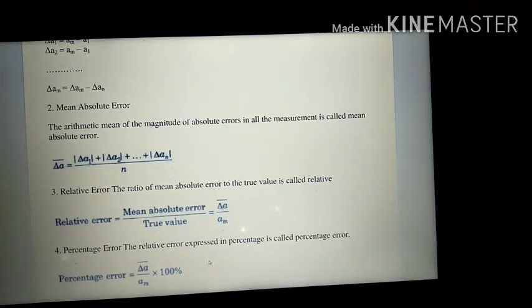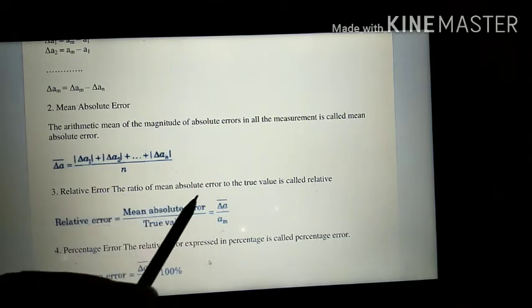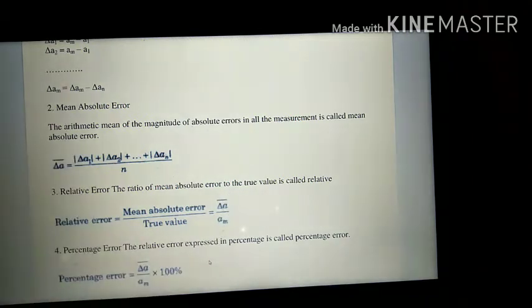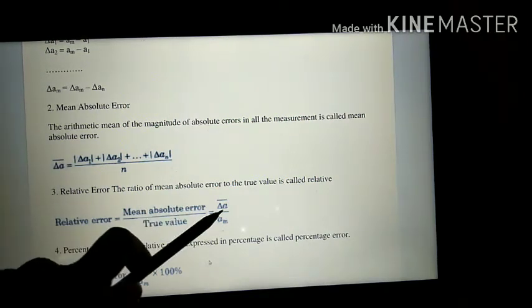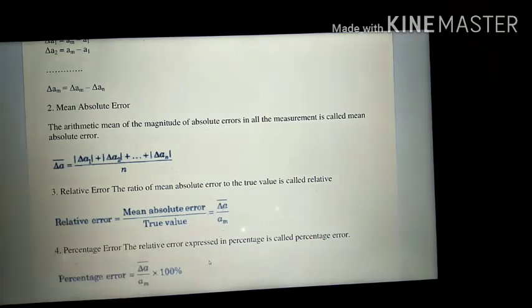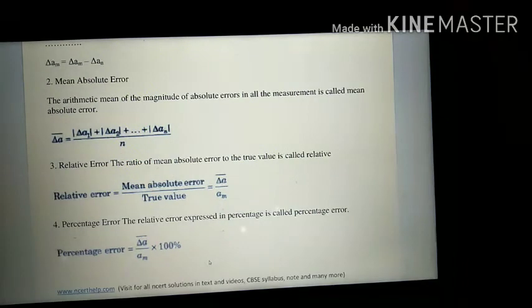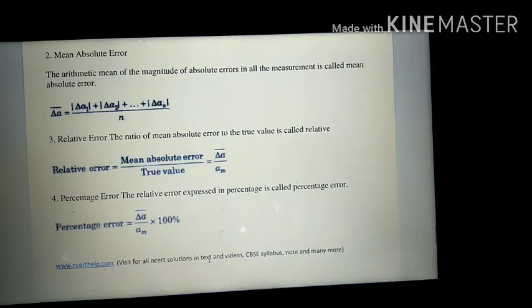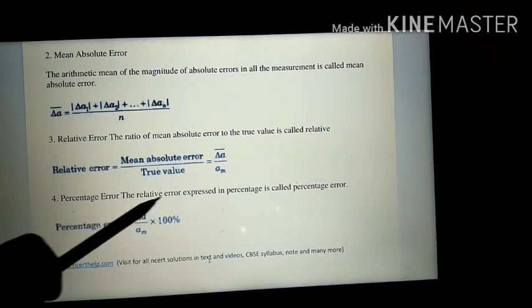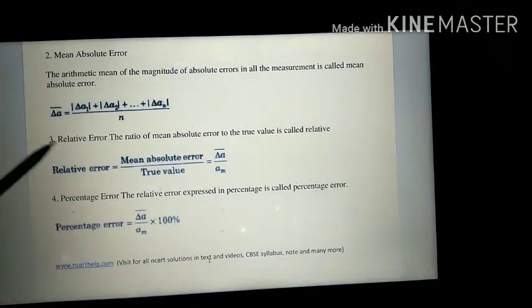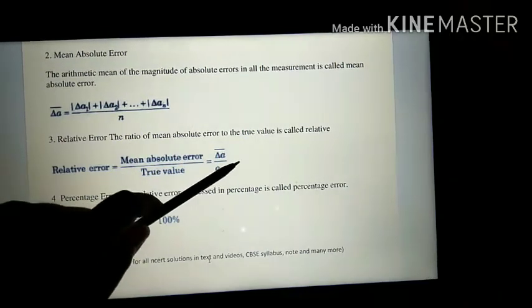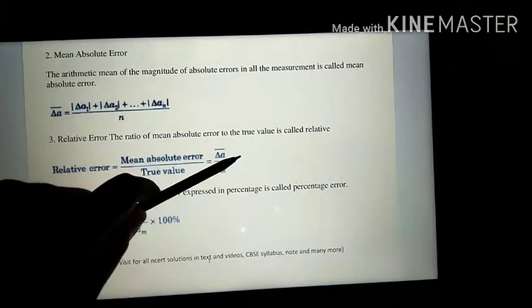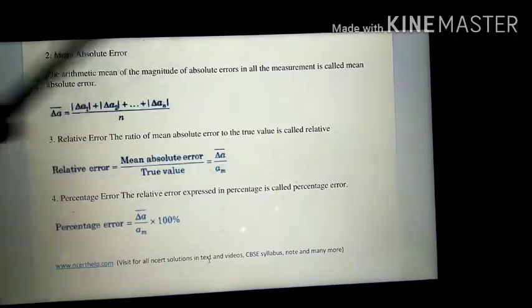And the third is relative error. The ratio of the mean absolute error to the true value is called relative error, so relative error is delta a mean divided by am. Then the fourth one is percentage error. The percentage error is the relative error expressed in percentage, so we multiply by 100%.